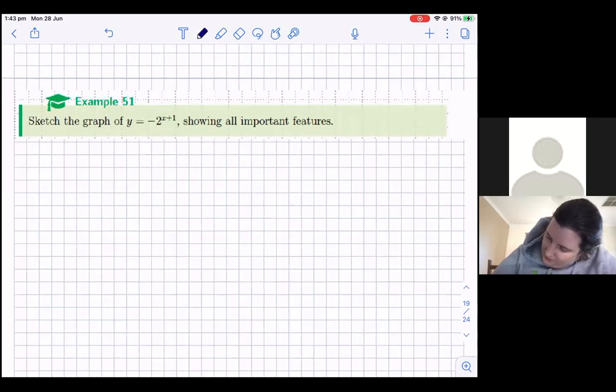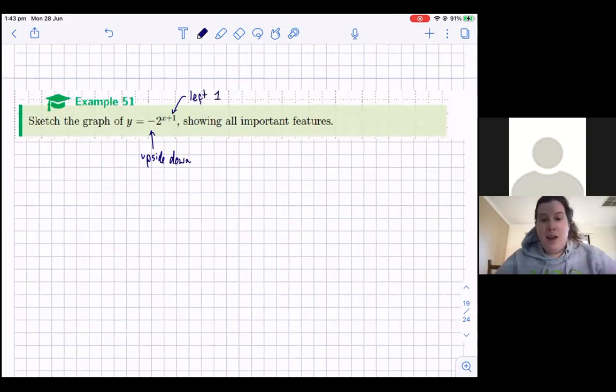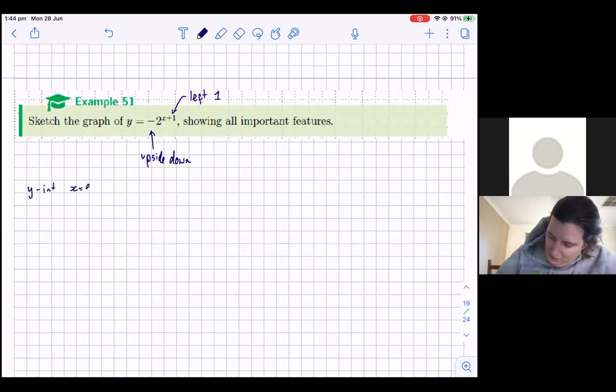Okay. Negative 2 to the x plus 1. So here it's upside down. Here it's been moved left 1. But first thing we should do, intercepts. Y-intercept, make x equals 0, y equals negative 2 to the 0 plus 1. So y is just negative 2.